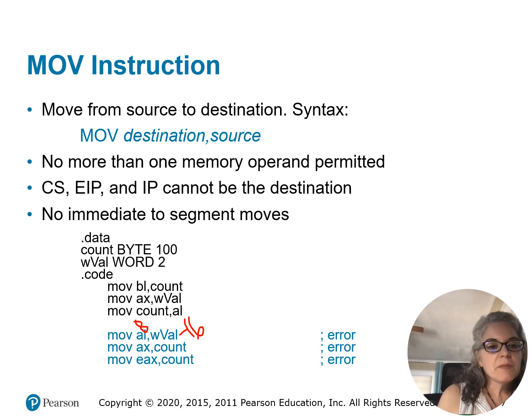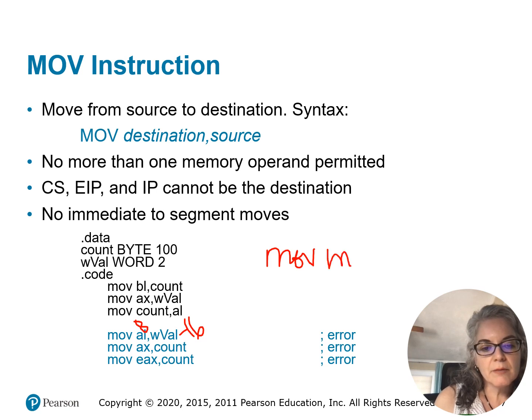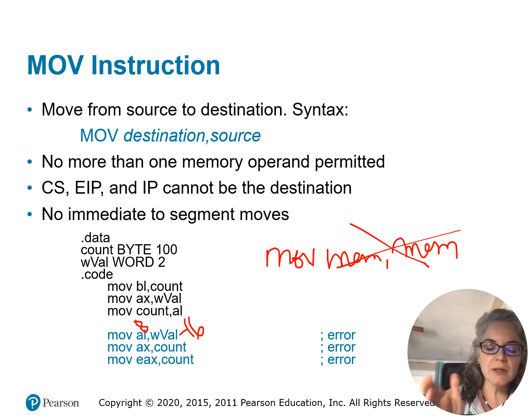As far as moving, remember when we say move, we cannot move a memory location into a memory location. So we have a memory location here, comma, another memory location. It does not let us do that. That's a no-no. You have to move memory into a register first, and then do whatever else you want to do.